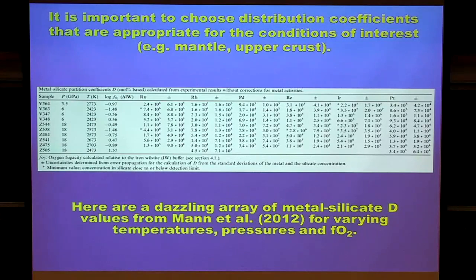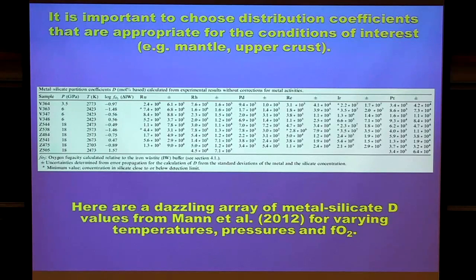Okay, so I call this a dazzling array of metal silicate D values. We are just going to apply them directly. I will have you notice, here are the different pressures, 3.5 gigapascals up to 18 gigapascals. We're going to go to 40 and 60 gigapascals. And they didn't actually measure distribution coefficients at those conditions. They extrapolated up to them, and that's something that's worth keeping in mind. Why don't they just simply do these experiments at 40, 60, 80, 100 gigapascals?